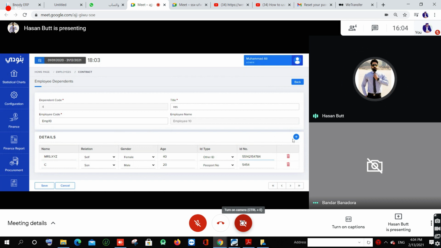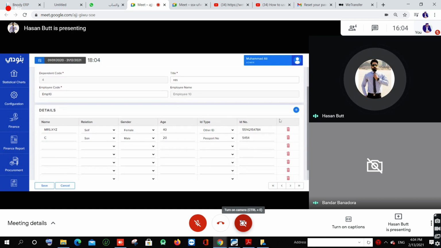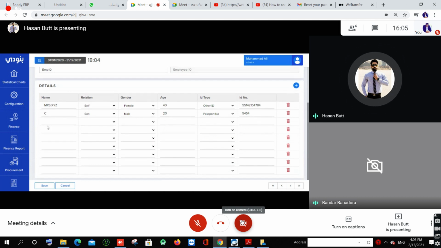Okay, clear. Yes. So we can add all the family members, all the dependents. They are dependent on our employee. So we can add the information, the name as well. He is a son, his father, his daughter, any. So we can add. All right.